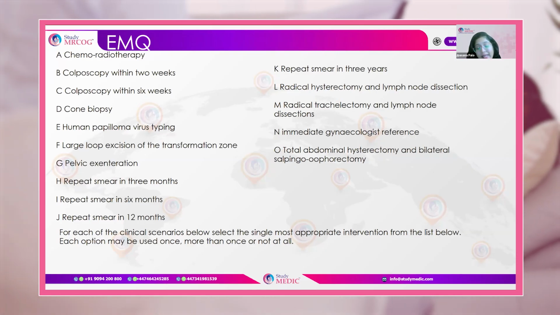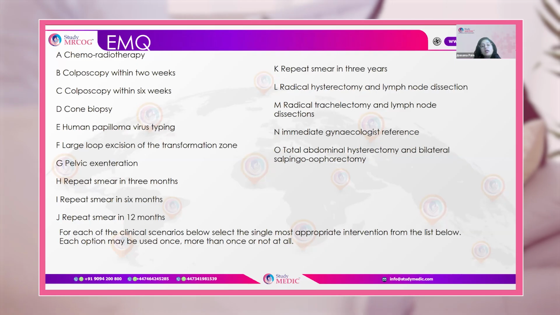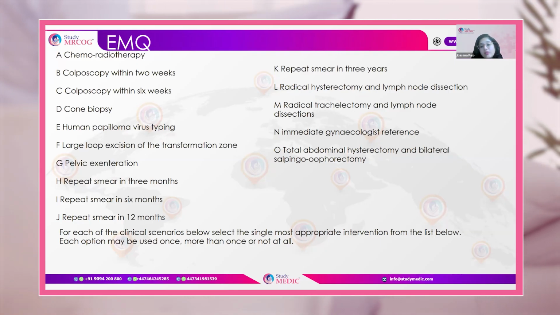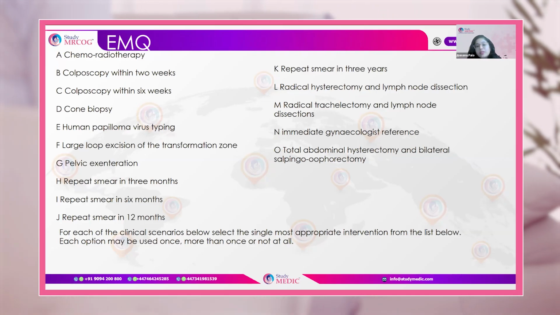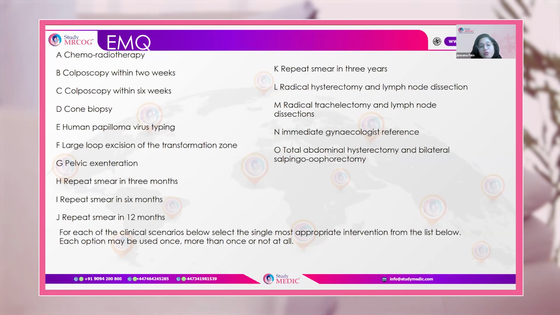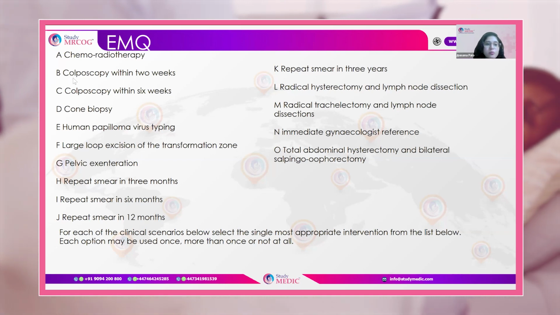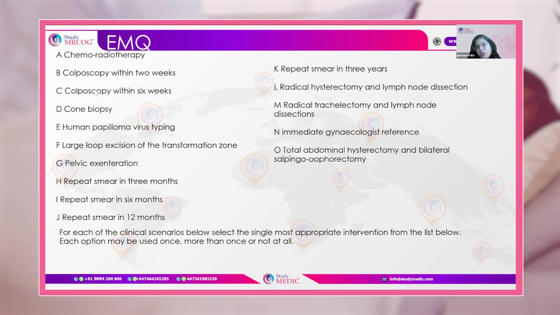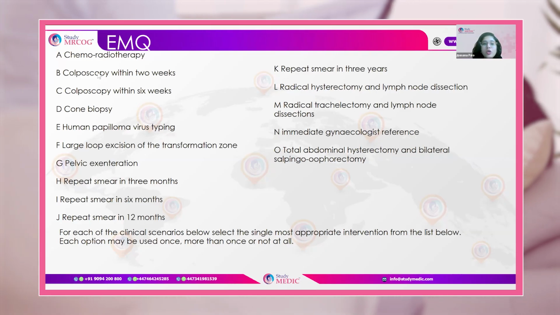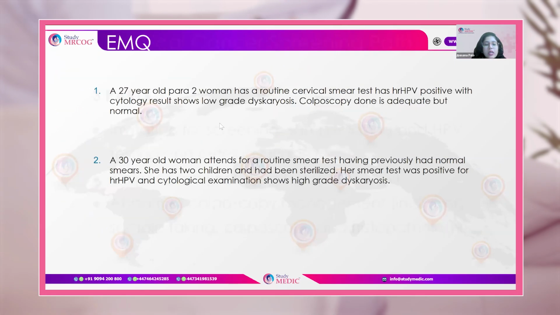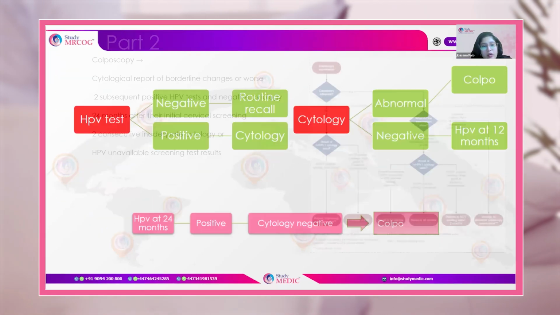So here, because it is high grade dyskaryosis, that means you have a very high suspicion of cancer, so you cannot wait. So the answer will be B, that is colposcopy within 2 weeks. This is how you need to rule out the other options, because colposcopy is an option in B and C both. Both the options are colposcopy. So B will be greater than C. Answer is B.